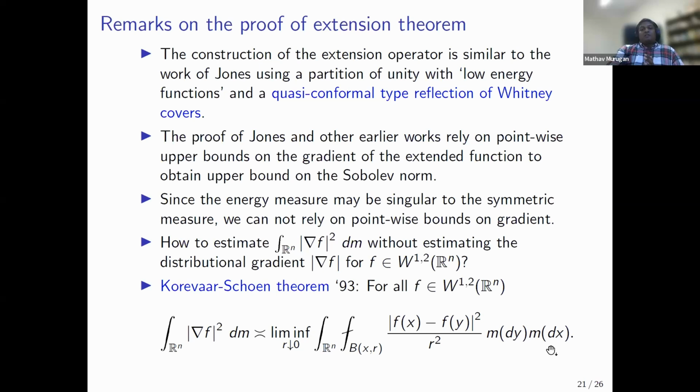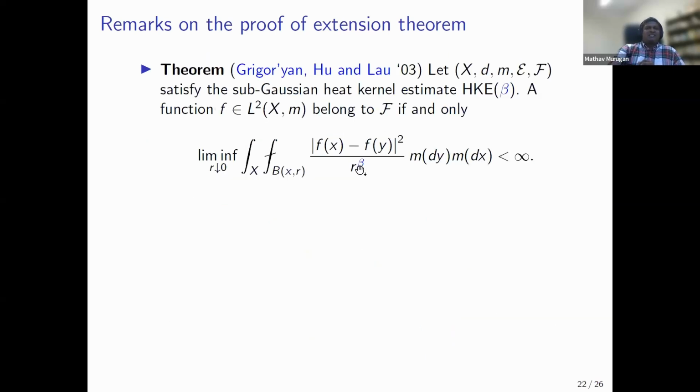A generalization of this expression is also true for diffusions that satisfy heat kernel estimates with exponent beta. So one just needs to replace this 2 here in the denominator by beta, and it still works. This is already known due to Grigor'yan, Hu, and Lau. There is a version of the Korevaar-Schoen theorem for sub-Gaussian heat kernel estimates with exponent beta. And we basically check this property and use it, and there is also a local version of this.